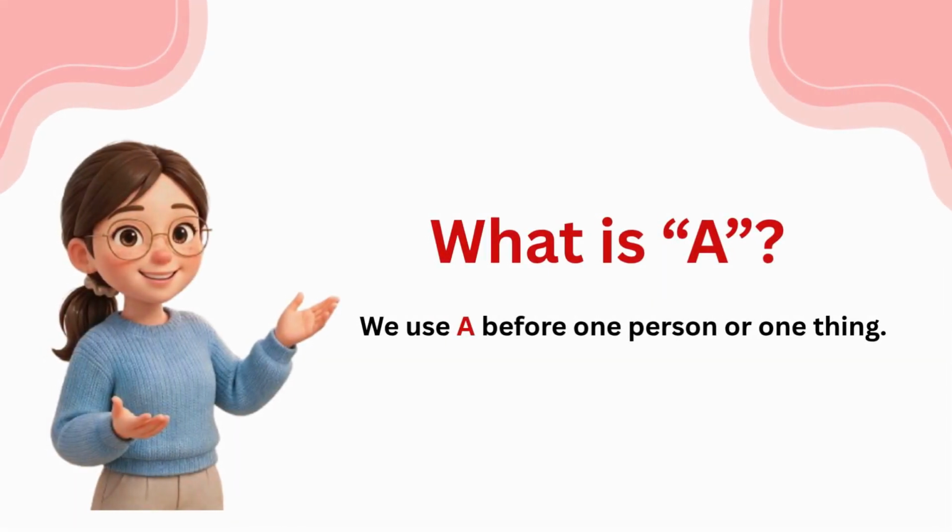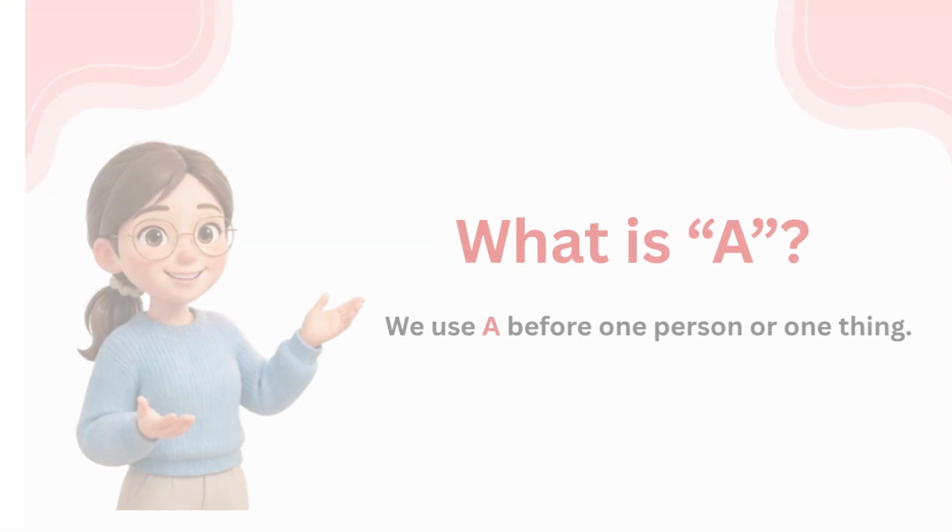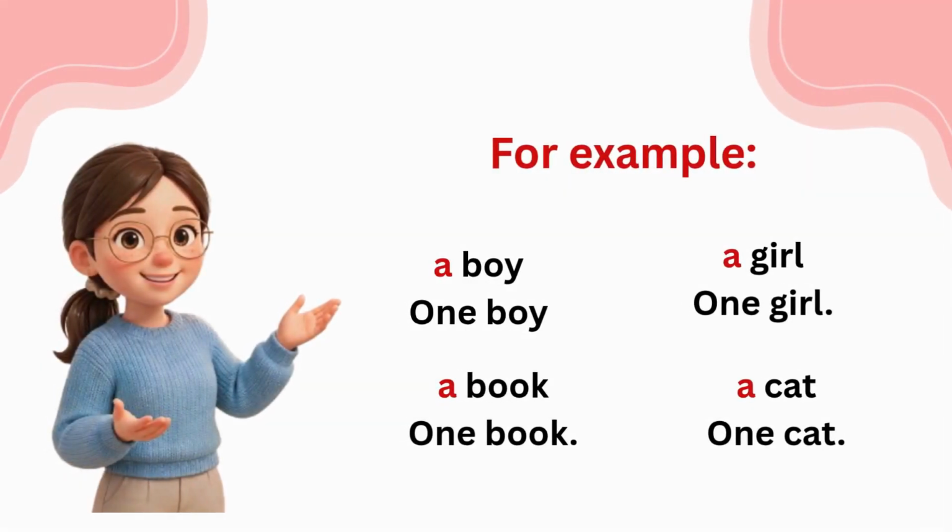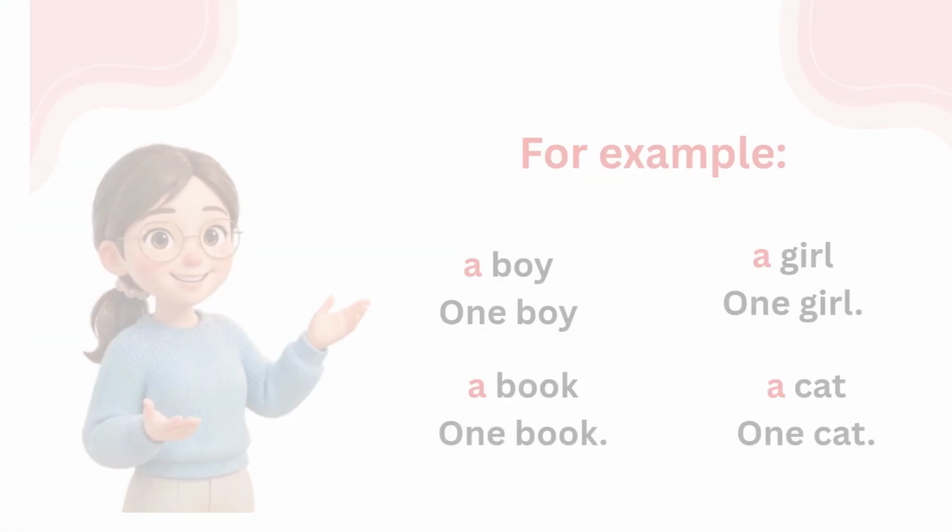What is a? We use a before one person or one thing. For example, a boy, one boy, a girl, one girl, a book, one book, a cat, one cat.